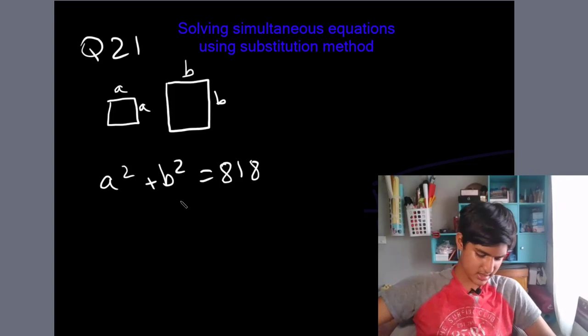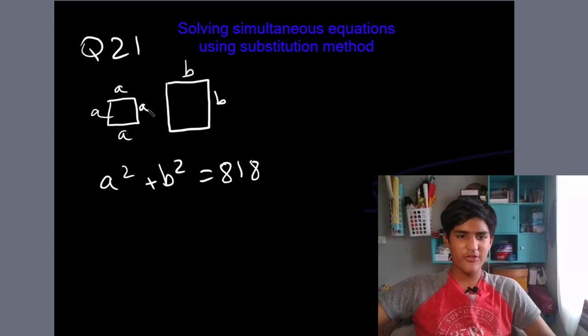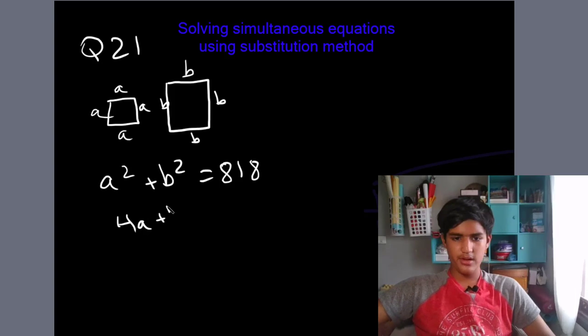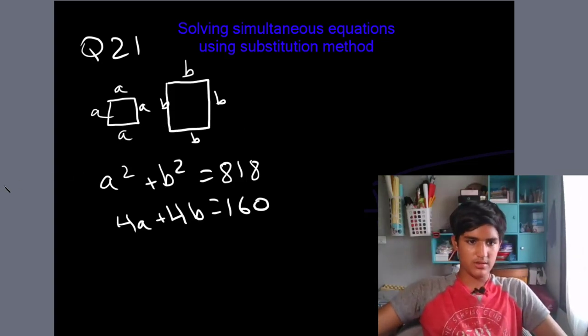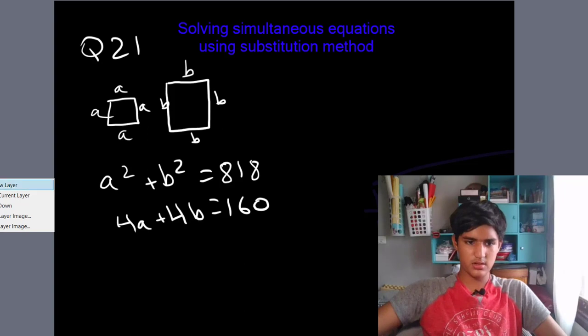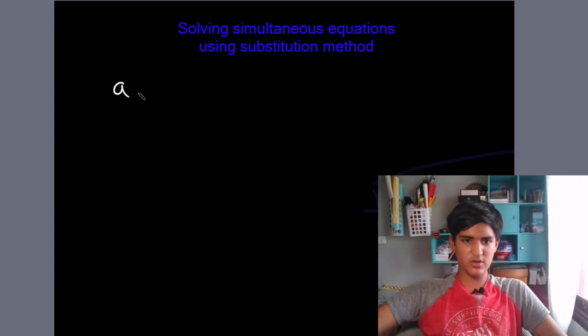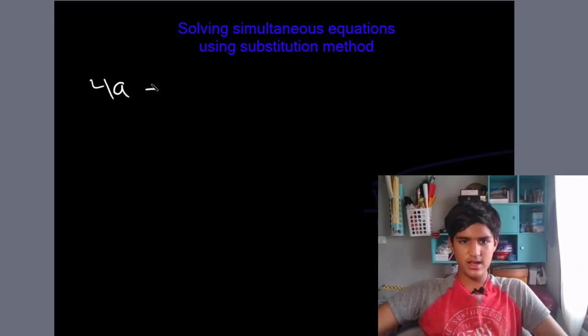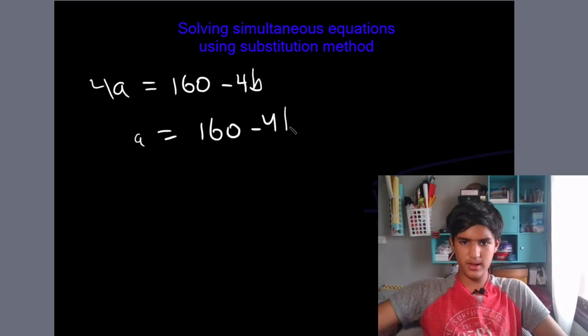Now the second part says the sum of the perimeters is 160. That means 4A plus 4B is equal to 160. So how do we solve this? Well, first we make A the subject. So 4A is equal to 160 minus 4B, and then A is equal to 160 minus 4B.